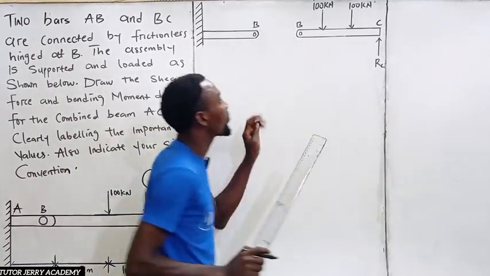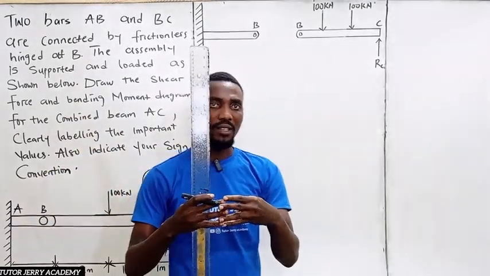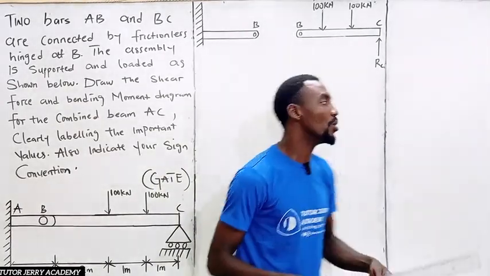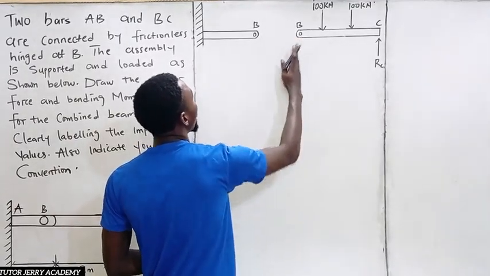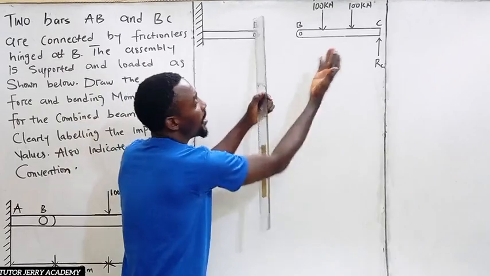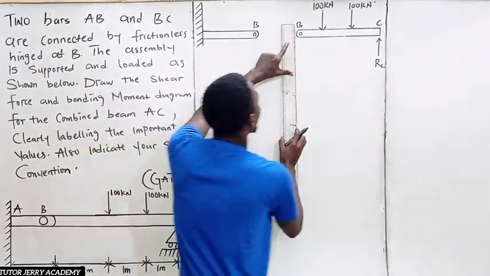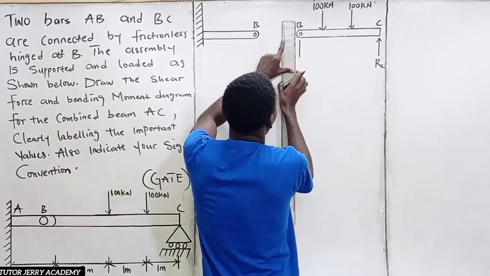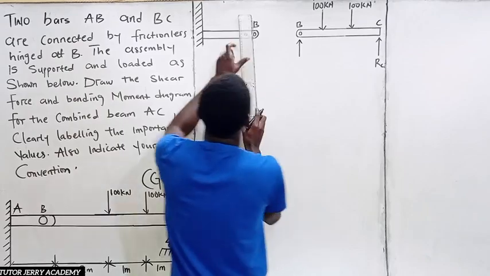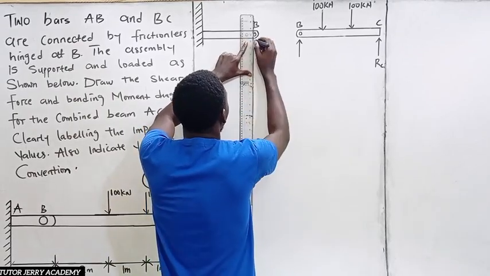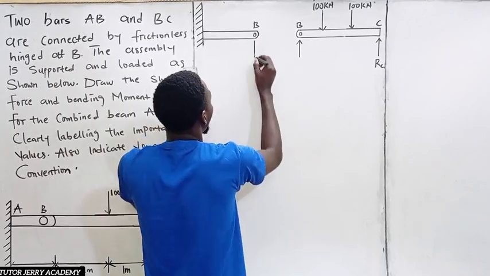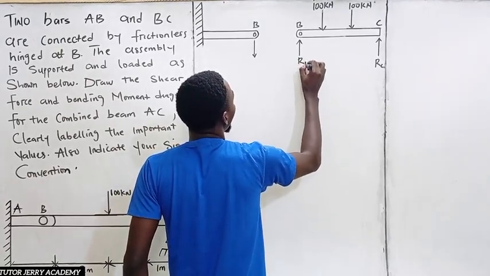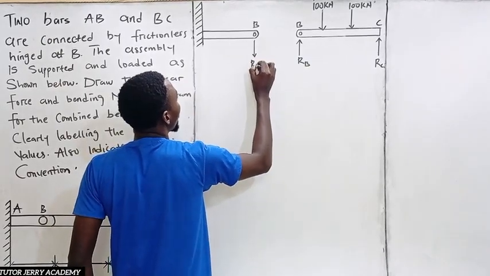Now, for two things to combine together, definitely one must be positive and the other one must be negative. So the meaning of that is, if we have an upward force here, we are going to have a downward force here, because we break them into two. So this is going to be the reaction at B, and here too is going to be the reaction at B.